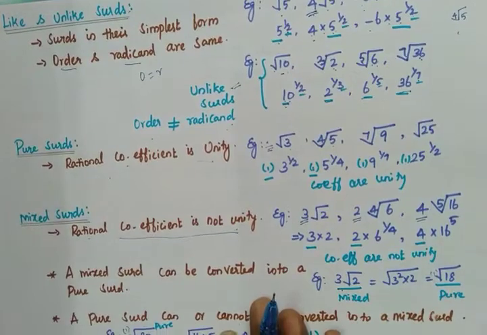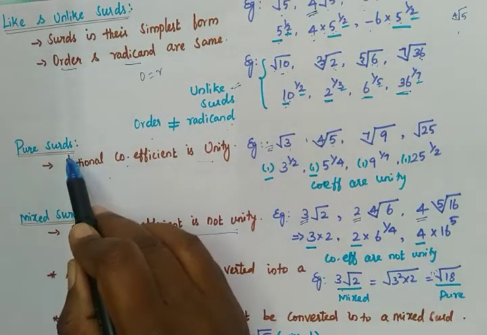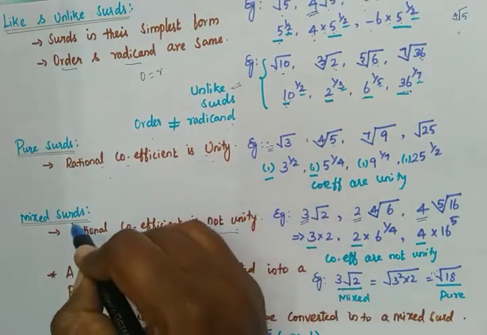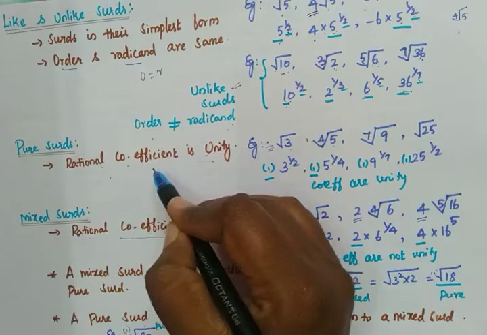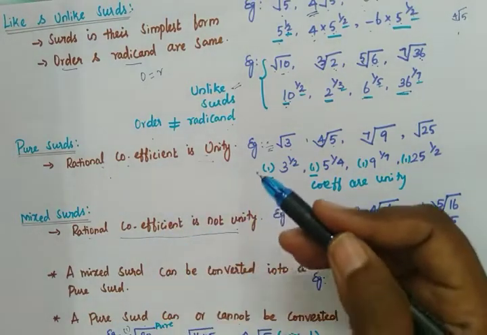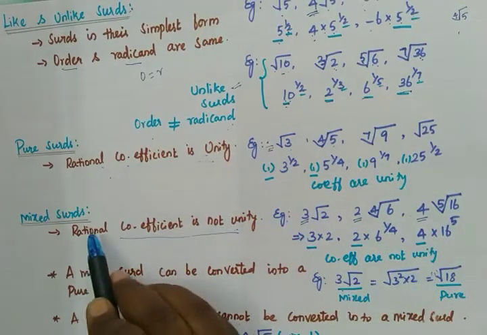Then the next one is pure surd. What is pure surd and mixed surd? If it is a pure surd, the rational coefficient is unity. Then what will be a mixed surd? The rational coefficient will not be unity. It will be other than unity. So except one, it will have 2, 3, 4 and so on. That is called a mixed surd.